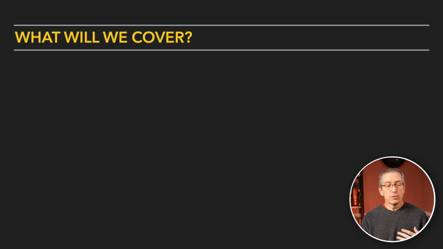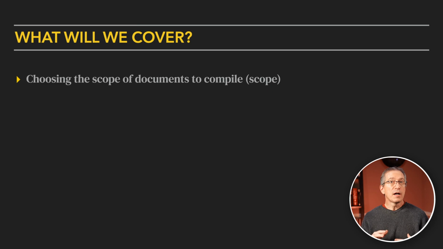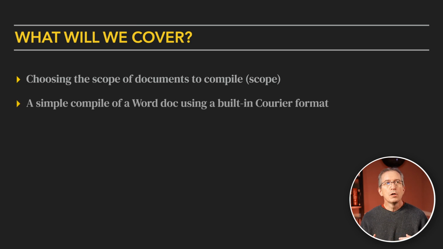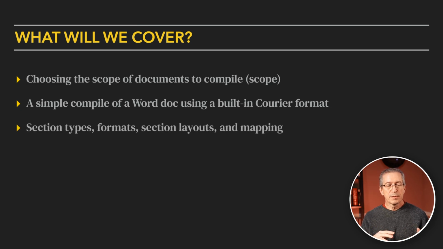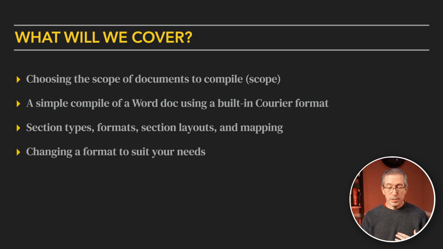So what are we going to cover? We'll talk about the scope of documents in the compile, which scrivenings are going to be compiled into that file. We'll talk about a simple compile, and I'll show you a compilation of a Courier simple Word document export just to get our feet wet. And then we'll talk about section types, formats, which contain section layouts, and the mappings between the section types and those layouts. Also, changing a format to suit your needs. We'll cover Courier to Palatino.